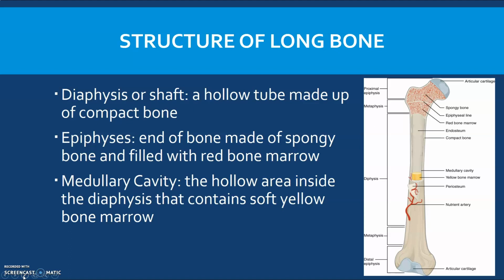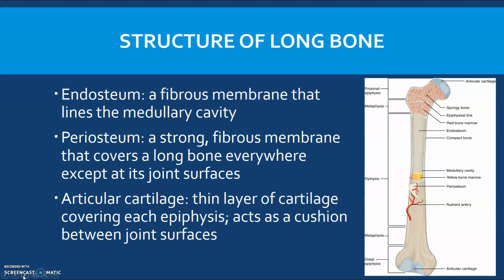There are 2 types of bone marrow. You have the red bone marrow and you have yellow bone marrow. The medullary cavity is the hollow area inside the diaphysis that contains the soft yellow bone marrow. The endosteum is a fibrous membrane that lines the medullary cavity.